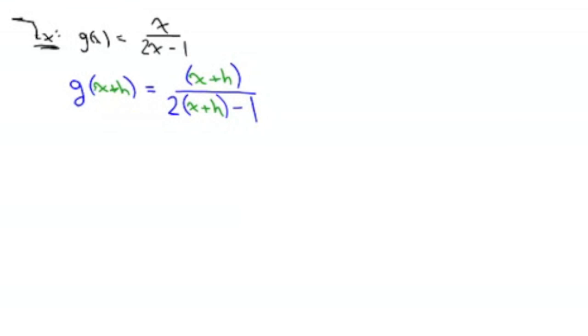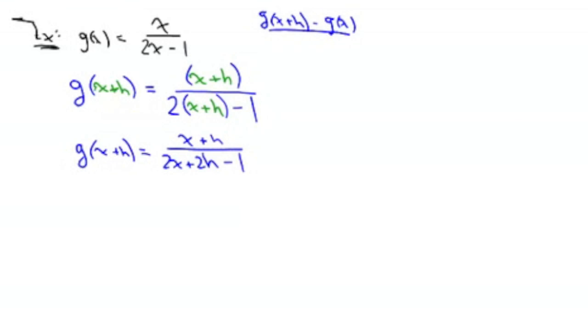New function. All right, I need to simplify what's there. There's not much I can simplify, so g of x plus h is equal to x plus h over 2x plus 2h minus 1. That's the best I can do. So there's g of x plus h. Remember the formula, whether it has f in it or g in it, that's irrelevant. The formula for this one is g of x plus h minus g of x, all divided by h. It's irrelevant what letter you put in front.